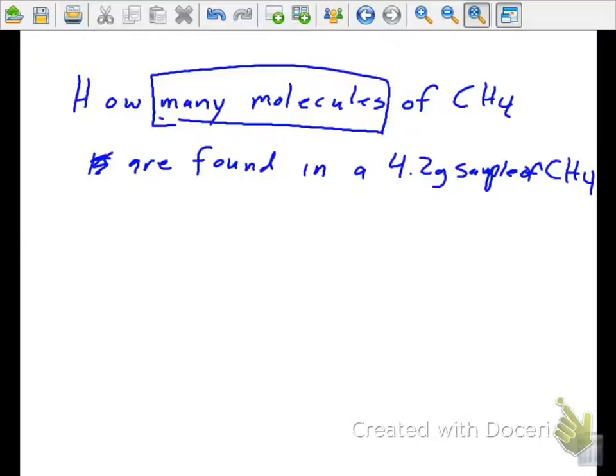So CH4, it shouldn't take you long to figure that molar mass. So, anybody? 16.05. Okay, 16.05. Carbon's 12.01. Hydrogen's 1.01. You got 4 of them. That's 4.04 total. So 12.01 plus 4.04 is 16.05. So that's 16.05 grams per mole. So then go ahead and convert to moles.